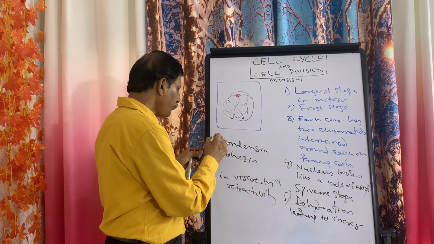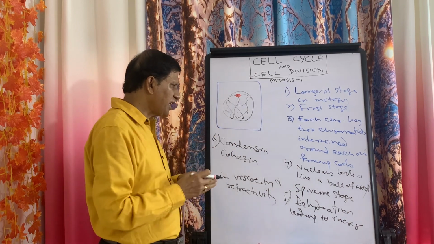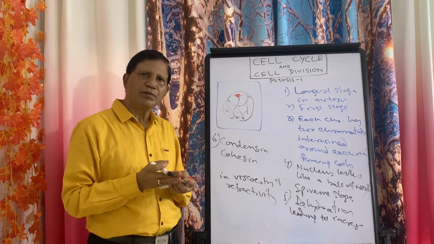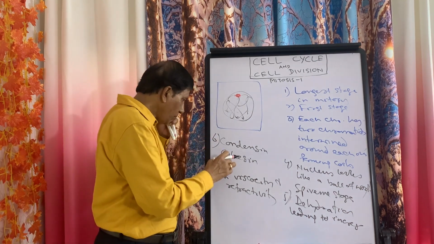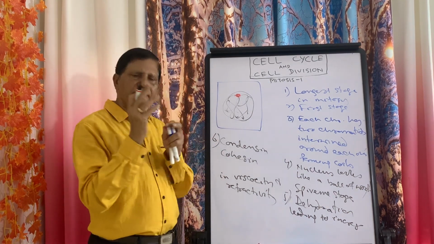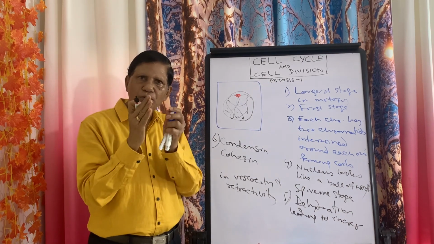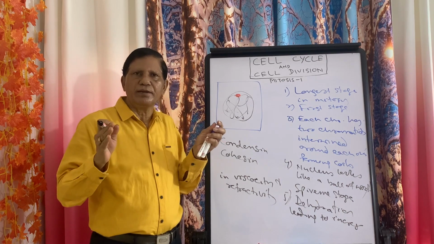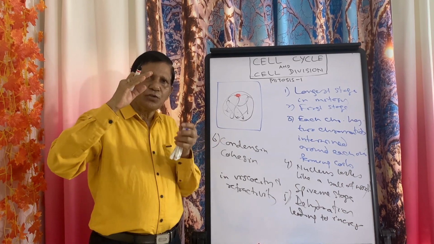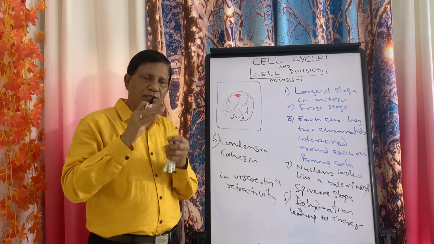Then next point. Due to the presence of condensin, from the name you can guess, there will be condensation. And the protein cohesin means the two chromatids will be together; they will not be separated, they will be separated in different stages. So these two proteins play a very major role.